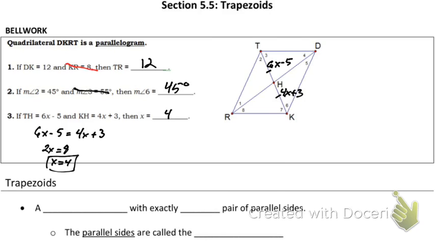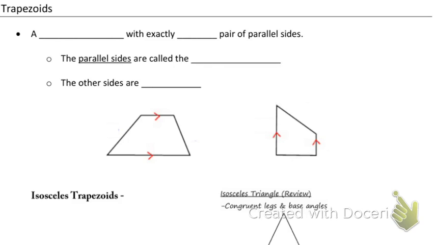All right, let me preface this with a statement. Trapezoids are not parallelograms. Parallelograms need both opposite pairs being parallel. A trapezoid is a quadrilateral, so it does have 4 sides. But it has exactly 1 pair of parallel sides. A parallelogram needs both pairs being parallel. This one has exactly 1.